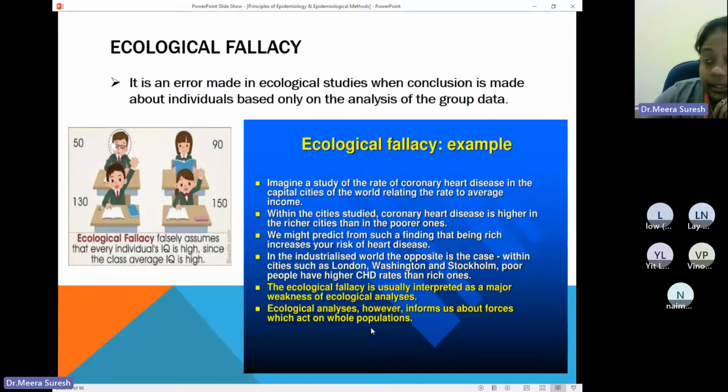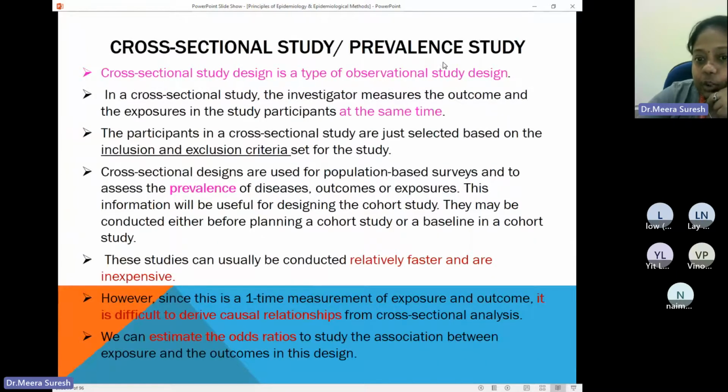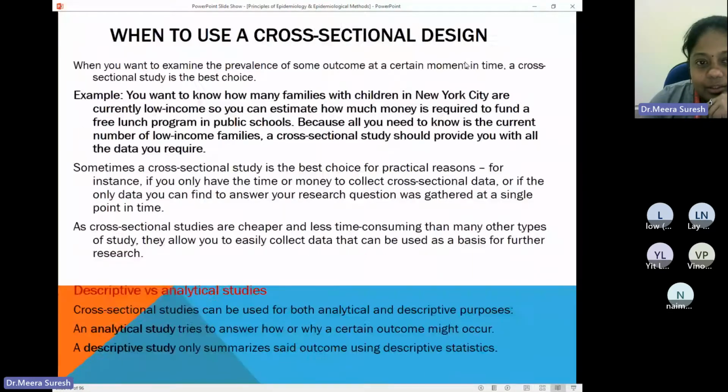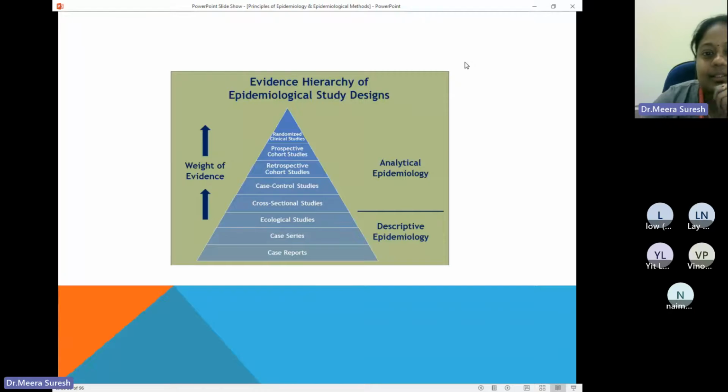The last type of study in case of descriptive will be the cross-sectional study. The cross-sectional study is also called a prevalence study. This is the most commonly done study. Out of all the studies, I think I have kept all of them over here. Yeah. This is actually the hierarchy, we can say, of all the study designs. We are coming to each one by one. So we saw that in descriptive epidemiology, the case reports, the single case, then case series, and then the ecological studies. We will be climbing up through all these studies, and this is actually the weight of evidence.